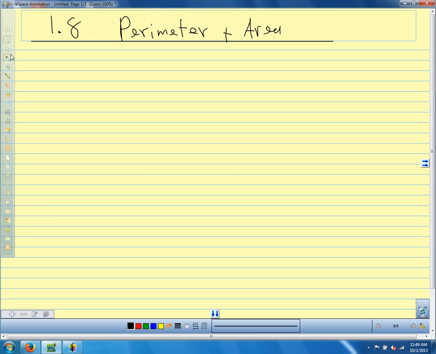What are we working with? So if we have a shape and we want to find the perimeter, what are we trying to figure out? We're finding the distance around. So perimeter, we're thinking about the distance around and around the outside. So when we're talking about perimeter, that's what we mean.